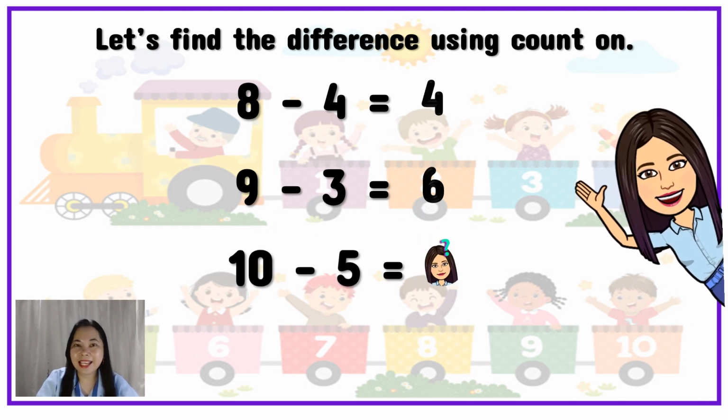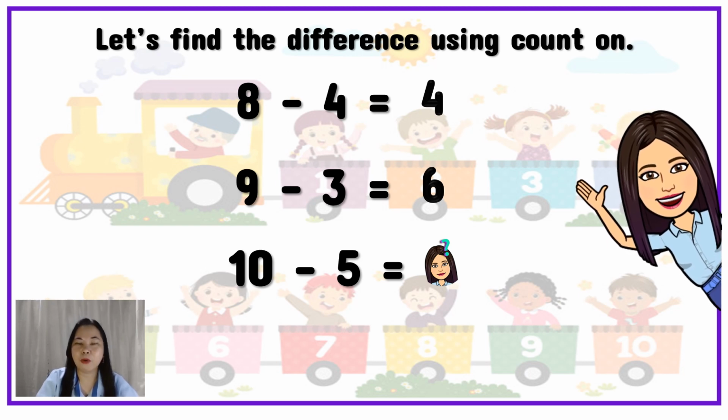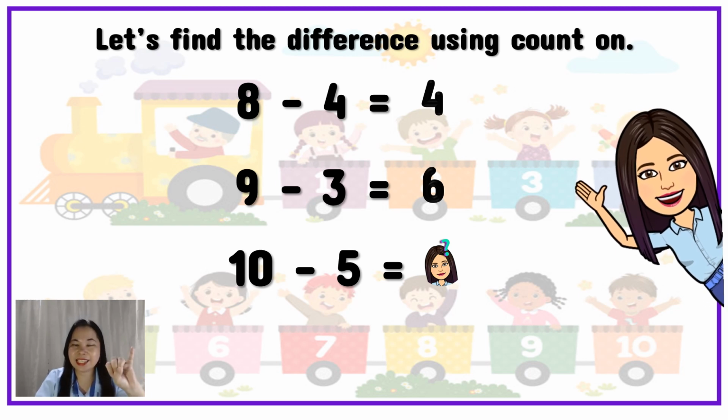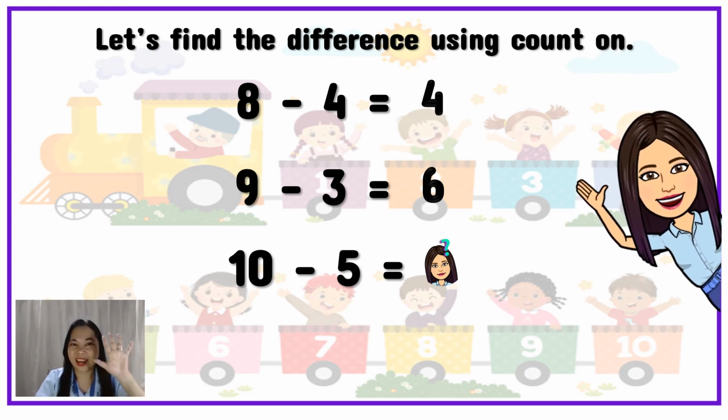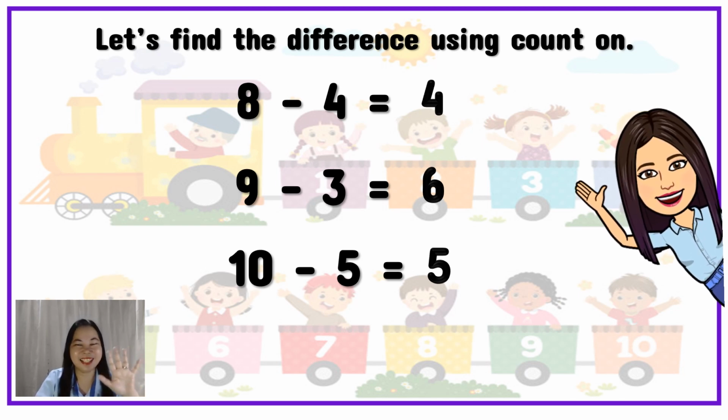10 minus 5. So the subtrahend is 5. And then we're going to count on up to 10, because this is the minuend. So let's have 5, 6, 7, 8, 9, 10. Okay, how many? That is correct. It's 5. So it means 10 minus 5 is equal to 5. Very good. Okay, so let's have our last example.